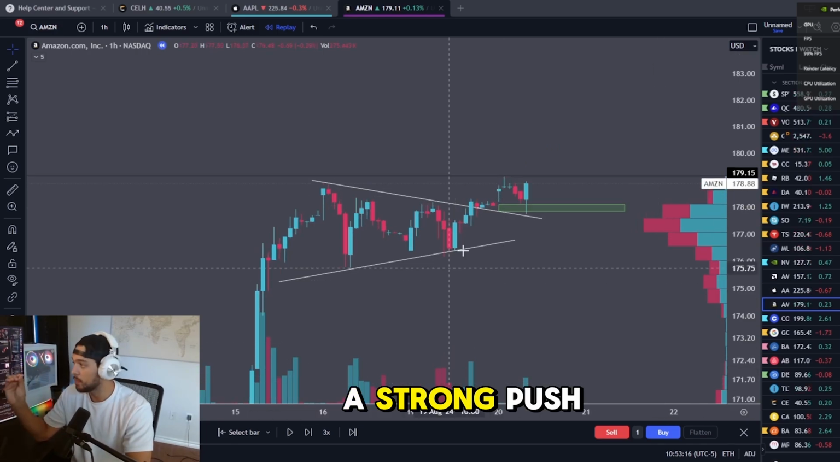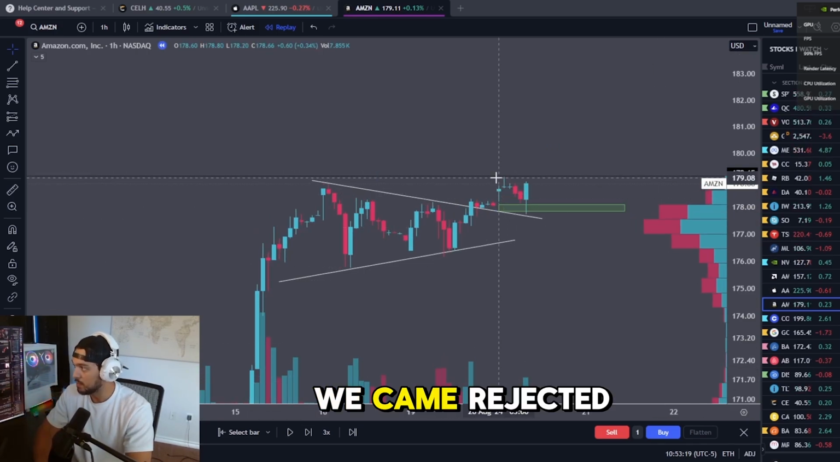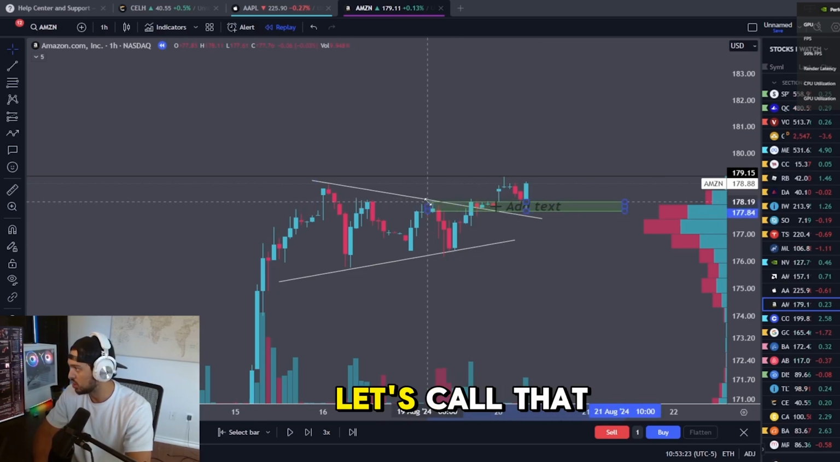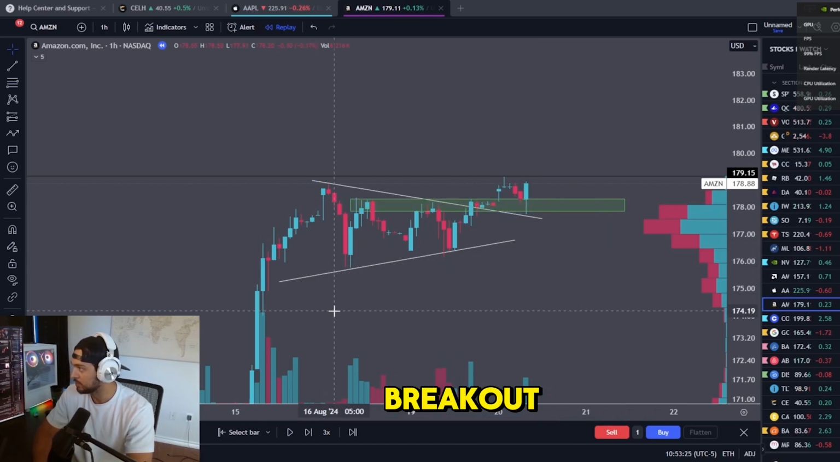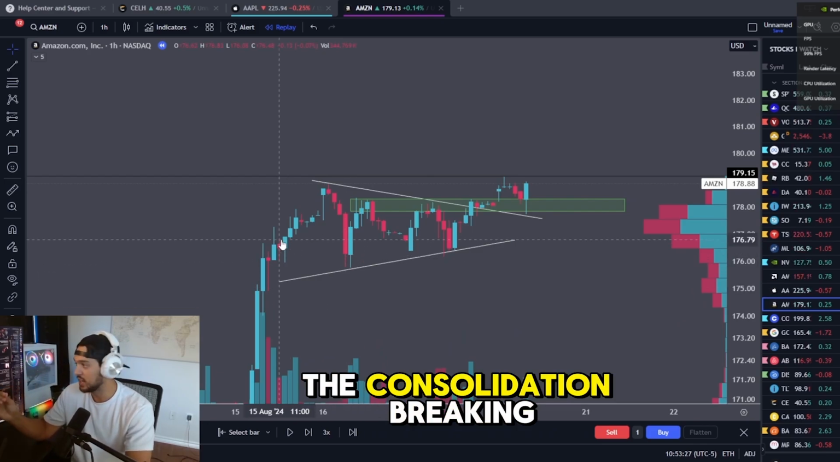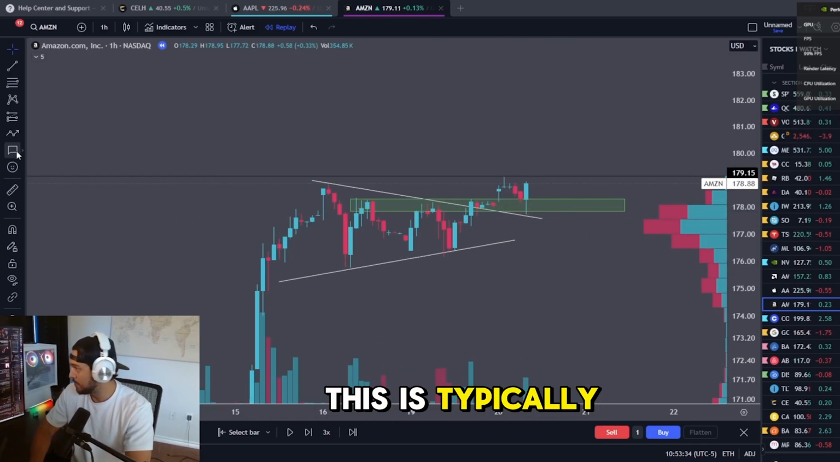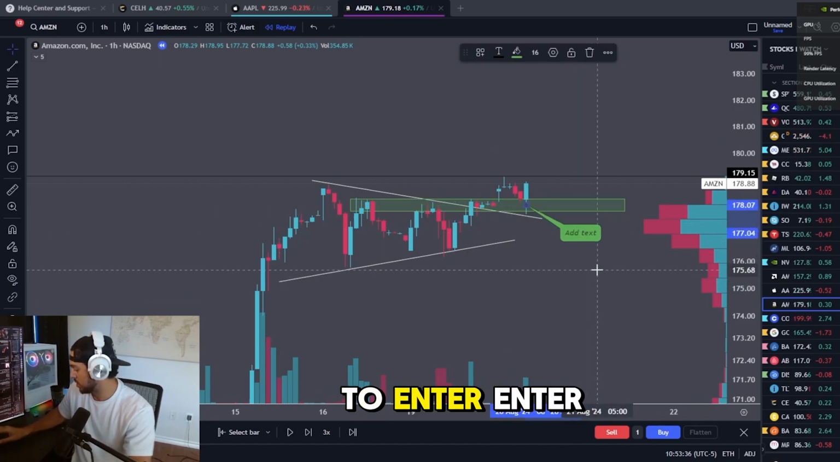So we had a strong push, right? We rejected, came back down to the zone of breakout. Let's call that the zone of breakout. It's breaking out of consolidation, breaking out of the trend line. So we want a zone right there. This is typically the best time to enter.